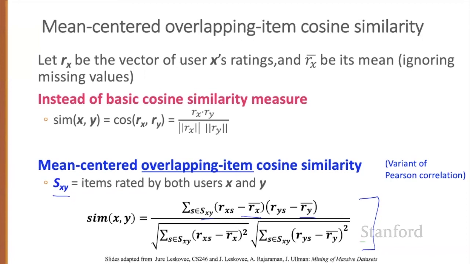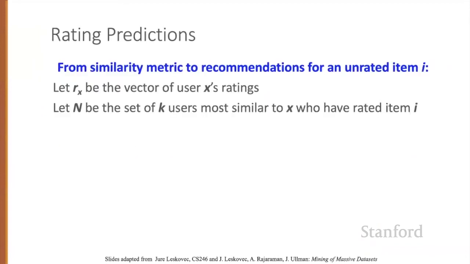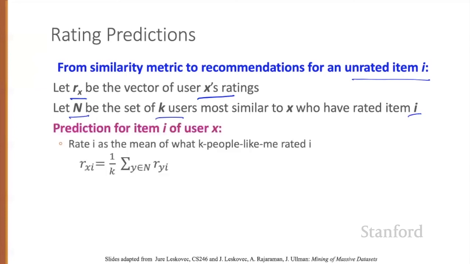Now that we have a similarity function, we can see how to make recommendations for some unrated item I. Let R sub X be the vector of user X's ratings, and N be the set of K users most similar to X who've rated item I. The prediction for item I of user X, we could just say, take the mean of what the K people like me rated. So we take the K users in N, and for each user Y, we take that user's rating for this missing item I, and we just average them. That's our predicted rating that X would give to I.